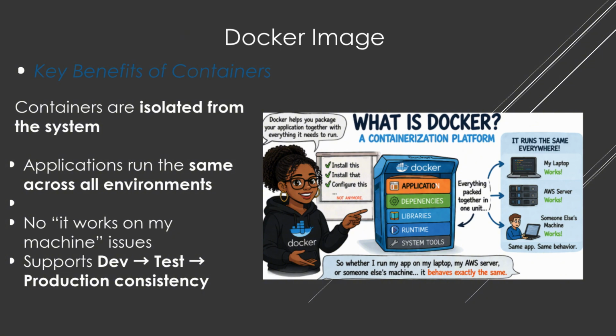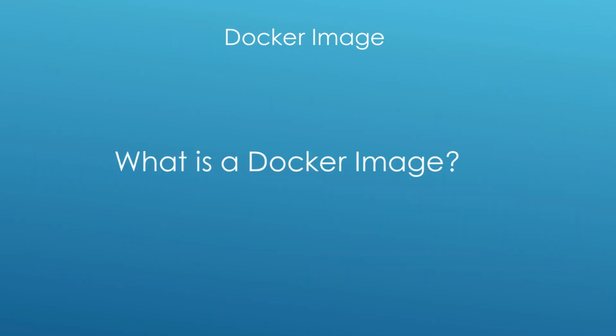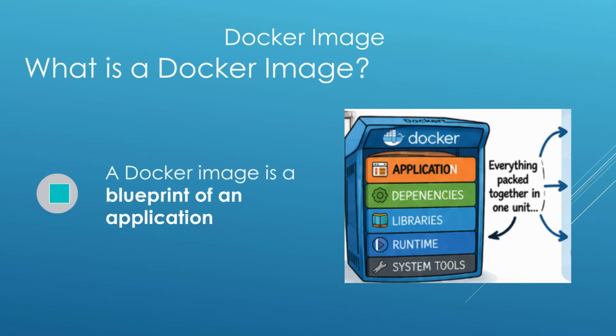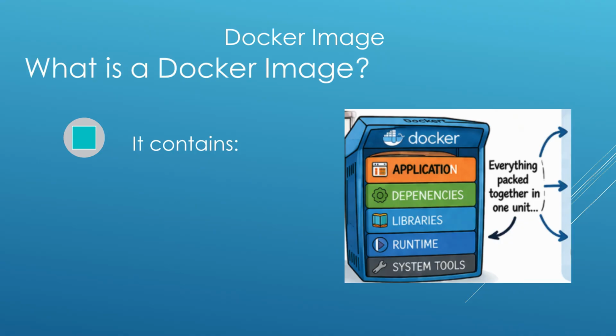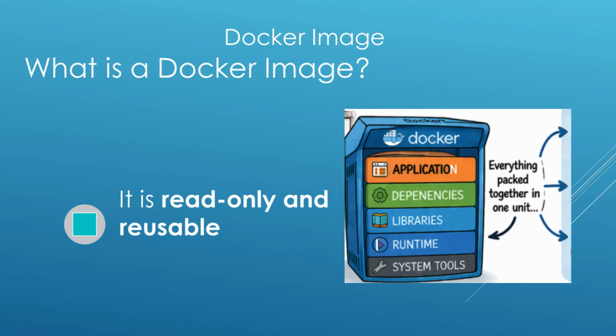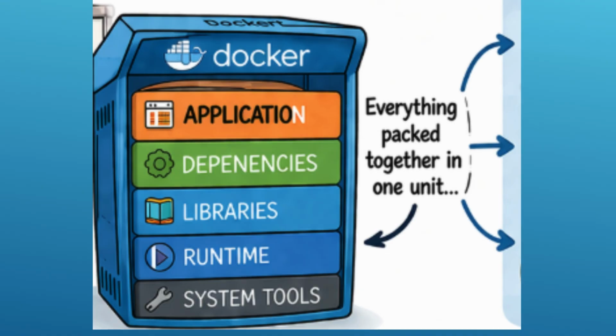Now let's talk of Docker image. What is a Docker image? Think of a Docker image as a template or blueprint. It's not running yet, it's just a packaged definition of your application that contains code, runtime, system tools, libraries, configuration. It is read-only and reusable. For example, when we use the HTTPD image later, that image already contains Apache installed and configured. So instead of installing Apache manually, we just use the image and run it.